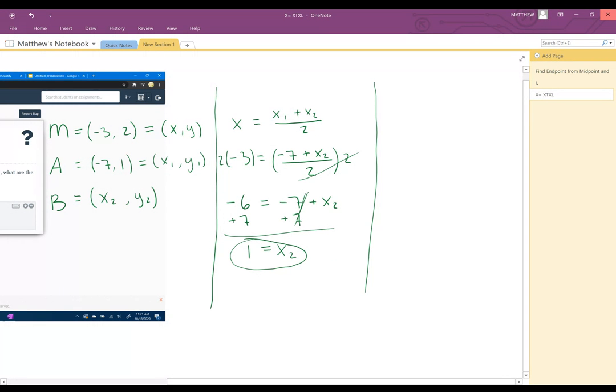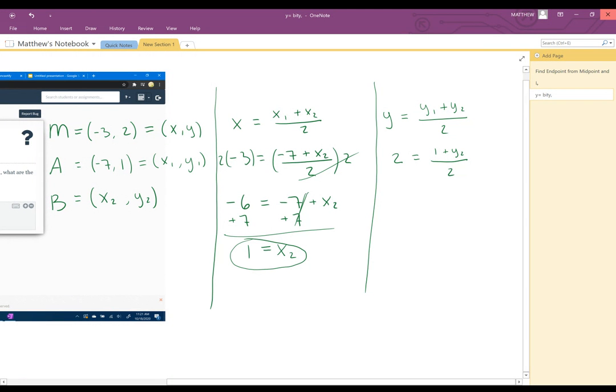Now I'm going to repeat the same method so that I can find my value of y2. The midpoint formula tells me that the y-coordinate of the midpoint is equal to (y1 plus y2) divided by 2. Now I'm going to plug in the values that I know. I know that my y value of the midpoint is 2, and I know that my y1 value is +1. So I have 2 is equal to (1 plus y2) divided by 2.